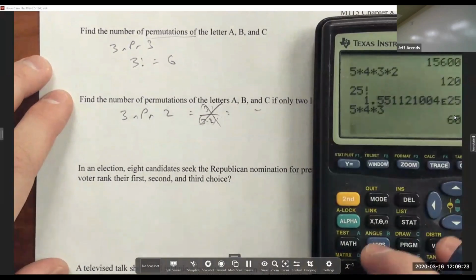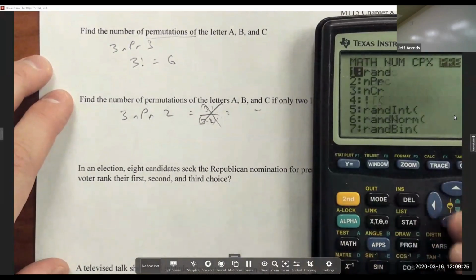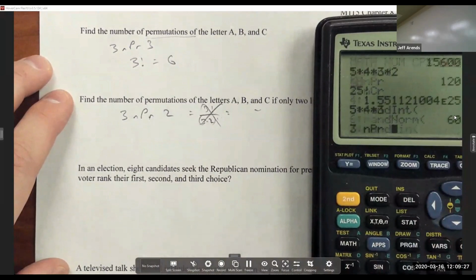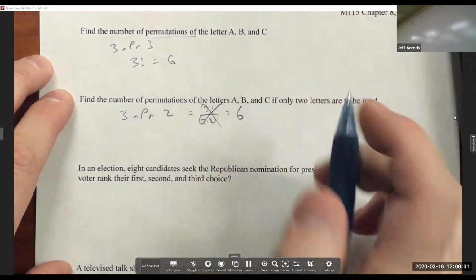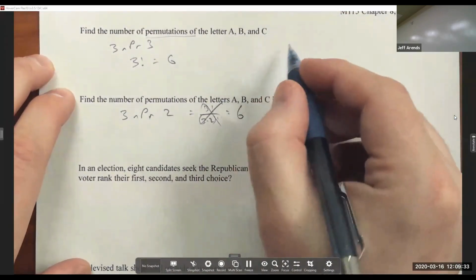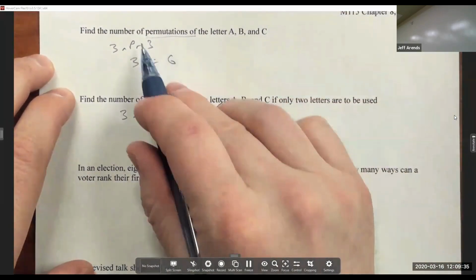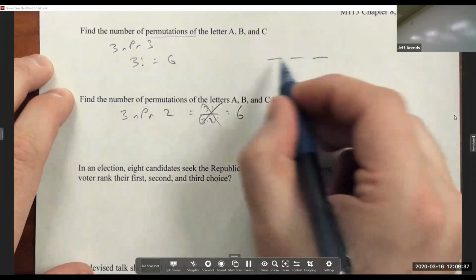Let's just do 3 permute 2. You can see that's still 6. You can actually kind of reason your way through this. I'm using permutations because it's a good idea to get in that habit, but you could have just used the counting principles we used before.